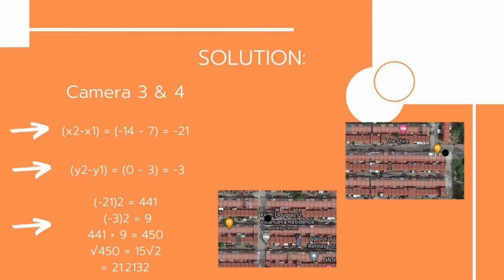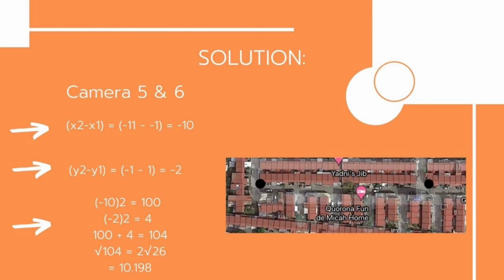Next, camera 3 and 4. X sub 2 minus x sub 1 is equal to negative 40 minus 7, which is negative 21. Y sub 2 minus y sub 1 is equal to 0 minus 3, which is negative 3. Negative 21 to the second power is 441. Negative 3 to the second power is 9. 441 plus 9 is 450, and the square root of 450 is 21.2132.